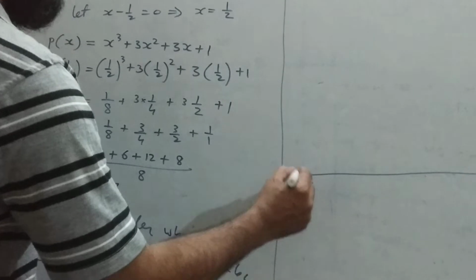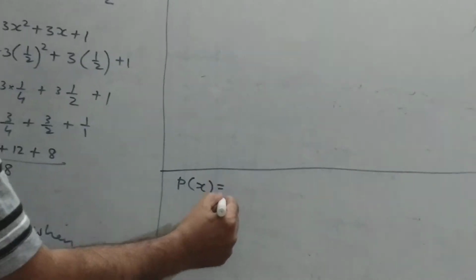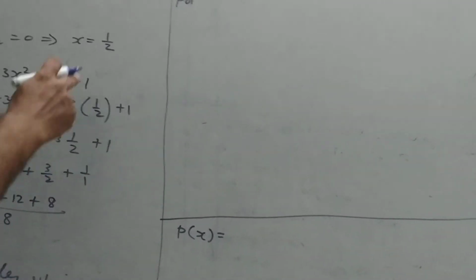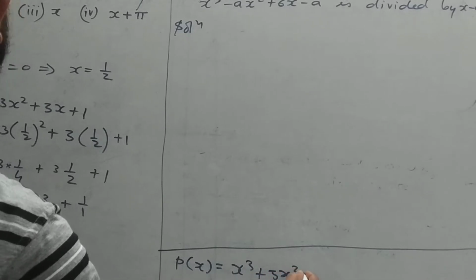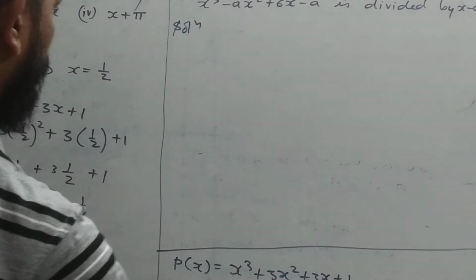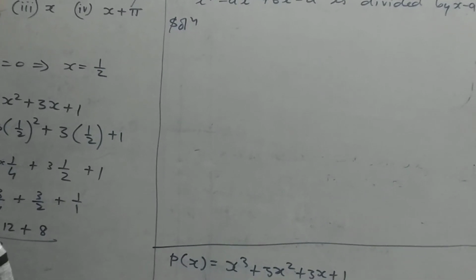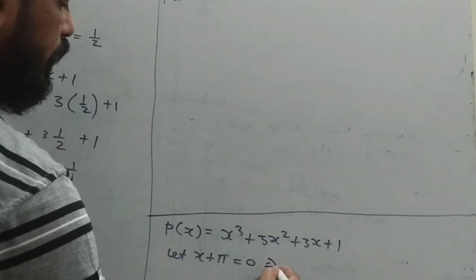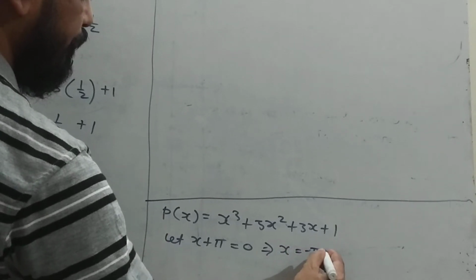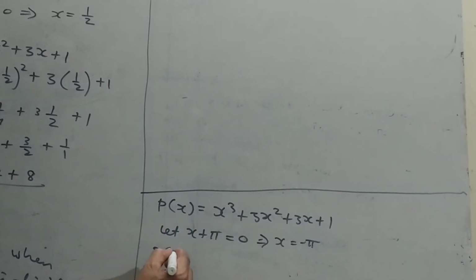I am doing the fourth question for you. p(x) is equal to x cube plus 3x square plus 3x plus 1. Now let x plus pi is equal to 0. Transfer pi to the other side, which implies x is equal to minus pi. Now this minus pi you put here, wherever x is there.